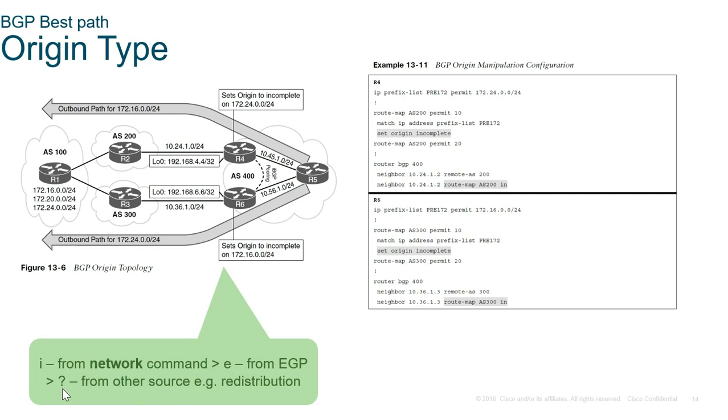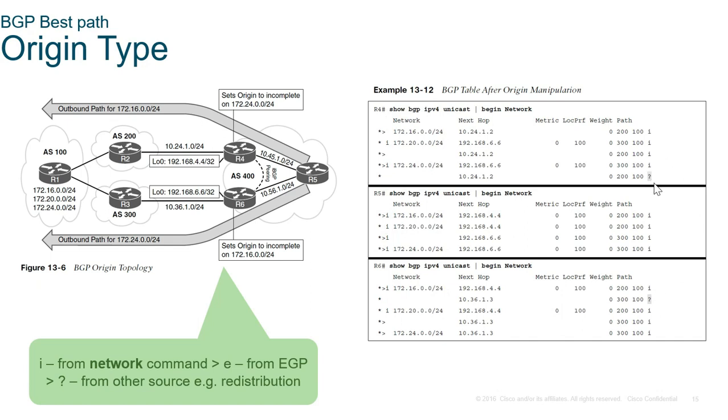Sebab incomplete ni adalah yang paling last lah antara tiga, I, E dengan question mark kan. So question mark will be the last one dipilih. So you set the origin as incomplete untuk whatever advertisement for network 172.24 yang masuk ke sini. So the result will be the BGP table for router 4 will have an incomplete origin. Therefore you will select here lah, this is the best path, maksudnya melalui router 6.